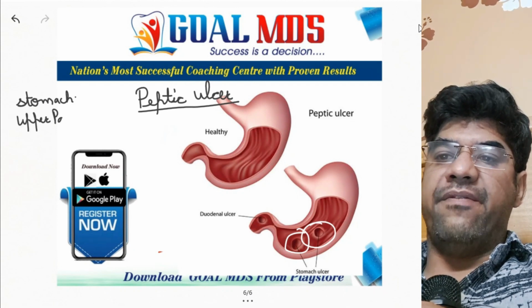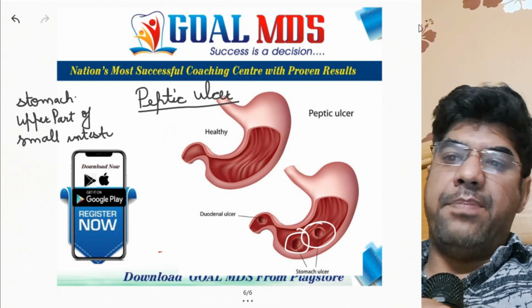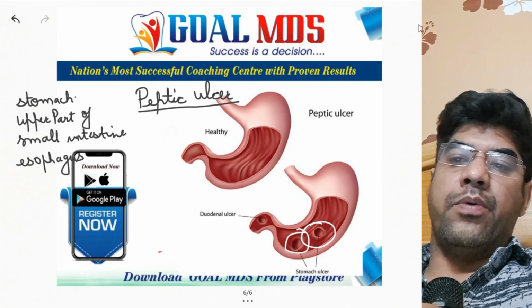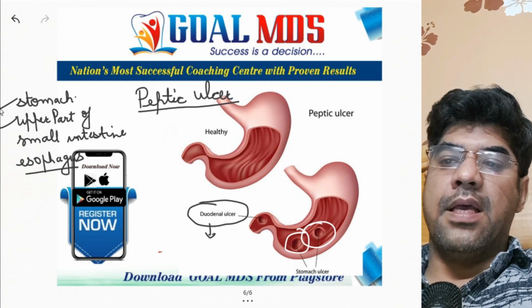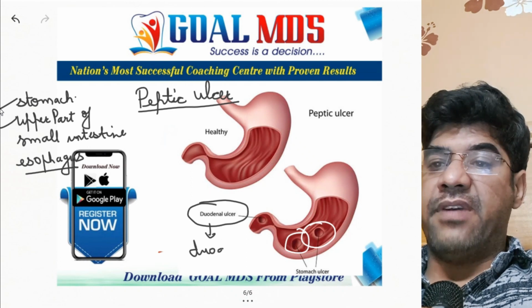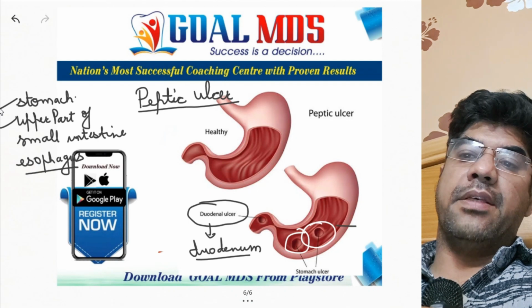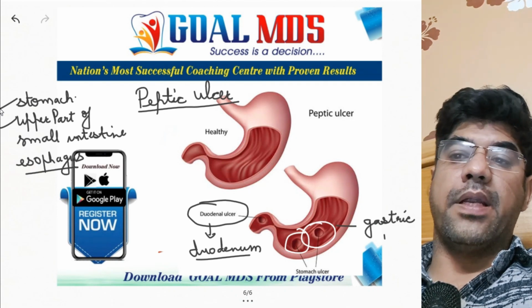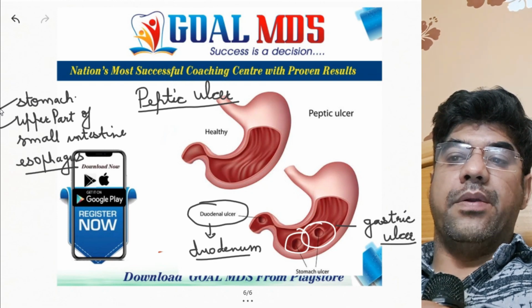So how will you differentiate a peptic ulcer from a duodenal ulcer? Well, peptic ulcers can occur in the stomach or the duodenum, that is the first part of the small intestine, while duodenal ulcers specifically occur in the duodenum. Gastric ulcers are located in the stomach, specifically in the lining of the stomach, while duodenal ulcers are located in the first part of the small intestine, known as the duodenum.